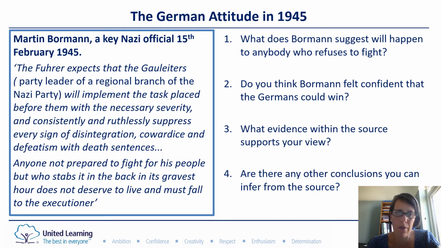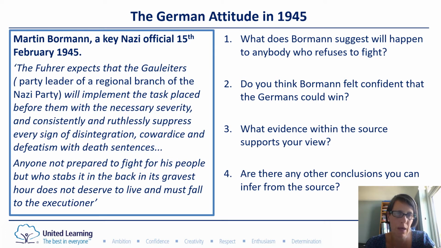Okay, let's have a look at this source from a man called Martin Bormann, who was a key Nazi official, and he's speaking in February 1945. So the Americans and the Soviet troops are coming towards Berlin, and this is the command and the message that is coming out from him. He's talking about what Hitler wants. So Hitler is the Führer. So there's 4 questions there for you to answer. So make sure you put a subheading, the German attitude in 1945.